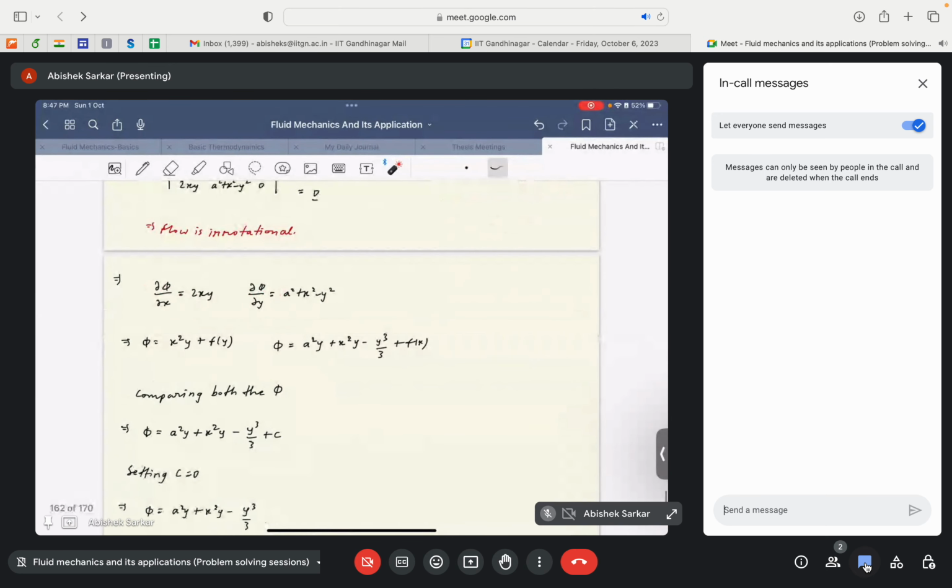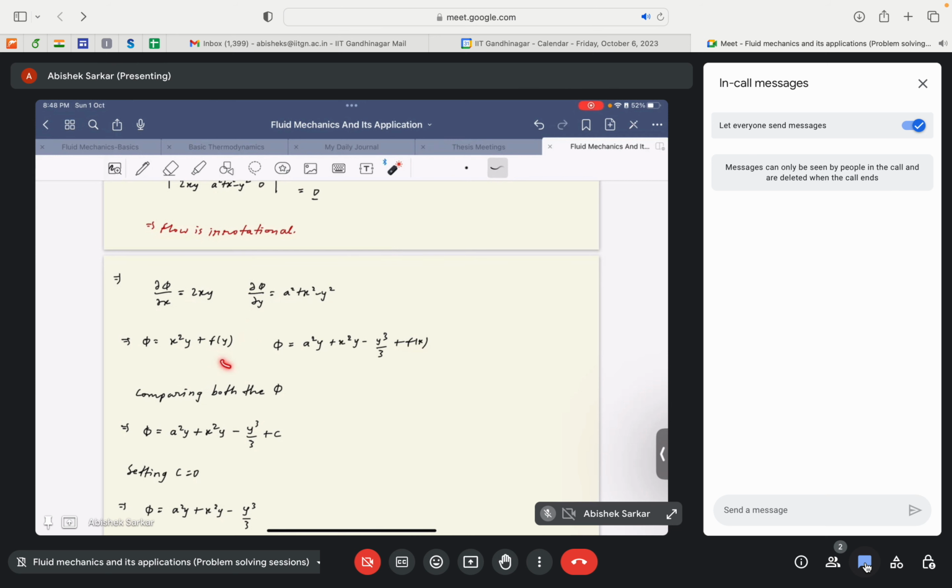So once you do that, just integrate phi with respect to x, we can get phi is equal to x square y plus some function of y and some constant. We just again set it arbitrarily equal to 0. And then again for the y component of velocity, dou phi by dou y will be equal to a square plus x square minus y square. So just integrate it with respect to y, then we get that phi equal to a square y plus x square y minus y cube by 3 plus some function of x.